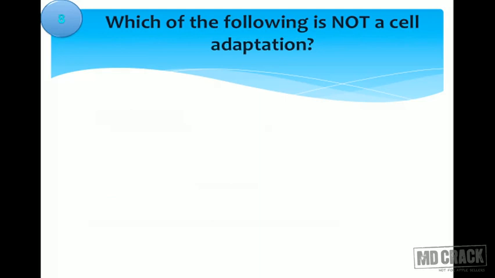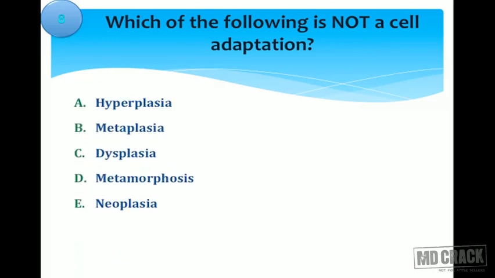Which of the following is not a cell adaptation? You know the different types of cell adaptations, I hope. Hyperplasia, that is an increase in the number of cells. Metaplasia, where one type of adult epithelium is converted into another. Dysplasia, disordered arrangement of cells. Metamorphosis, what is that? It is the total conversion of one type of cell into a totally different type of cell. So it is a little different from metaplasia.